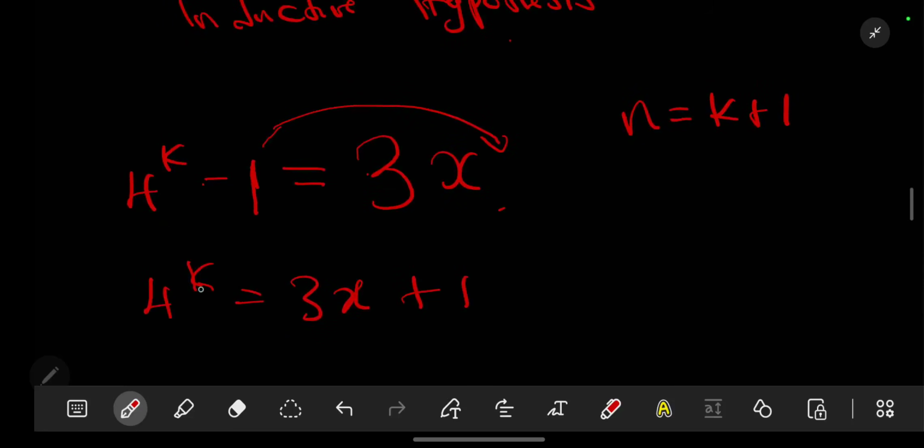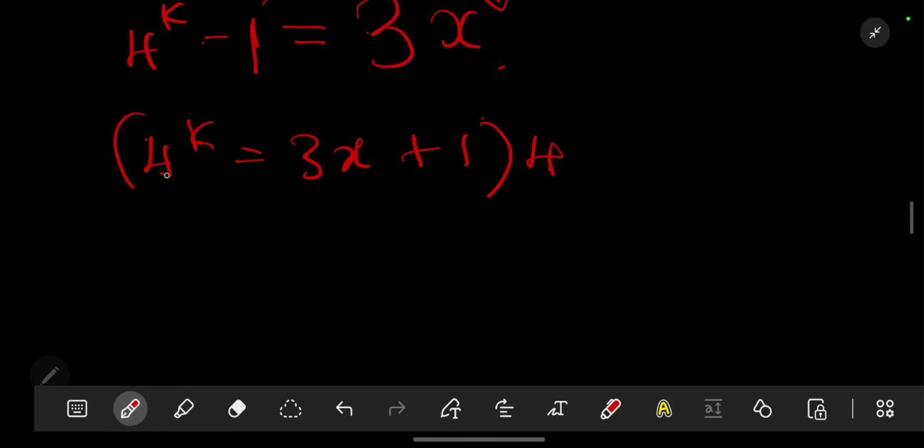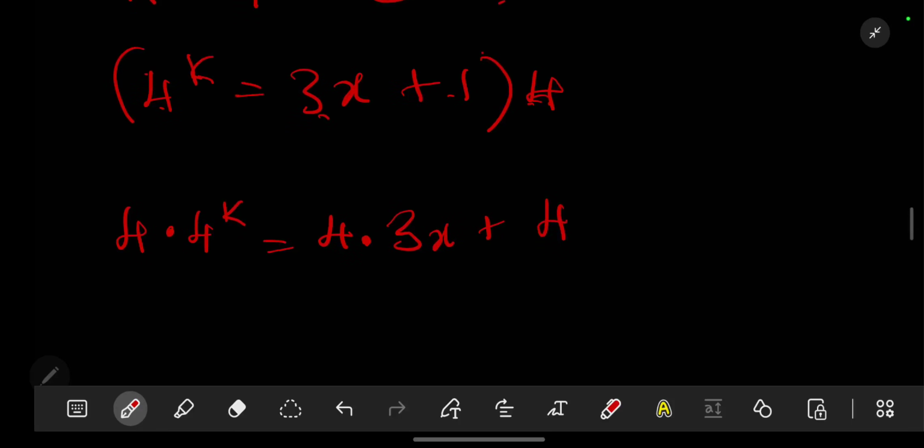Now remember, you need your n to be equal to k plus 1. So how do you add plus 1 here? You are not going to substitute, but you are going to multiply. So if whatever number is here, if it is 4, multiply by 4. So if you multiply by 4, 4 is multiplying everything. So 4 times 4 to the power k should be equal to 4 multiplies this. We are going to have 4 times, so this dot means times, we have our 3x plus 4 times 1, it is a 4 like that.